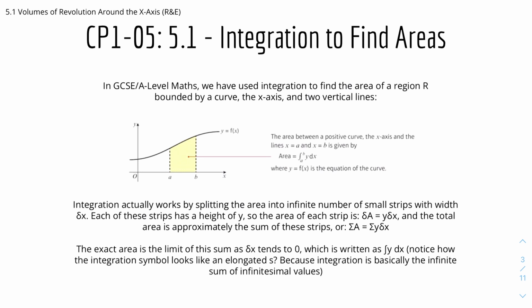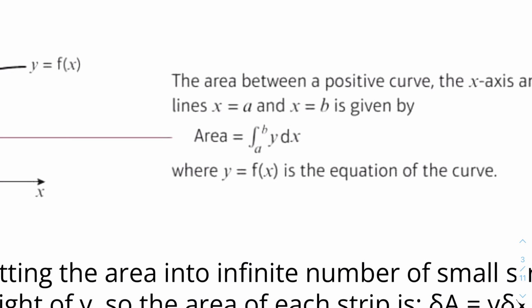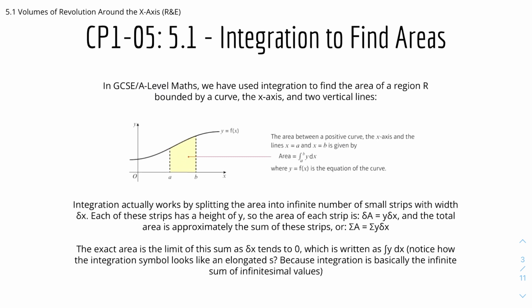And we'll get right into some integration to find areas. In GCSE or A-Level Maths, we have used integration to find the area of a region R bounded by a curve, the x-axis, and two vertical lines, like we have in this diagram over here. The area is given by the integral of y from x equals a to x equals b dx, where y equals f of x is the equation of the curve.